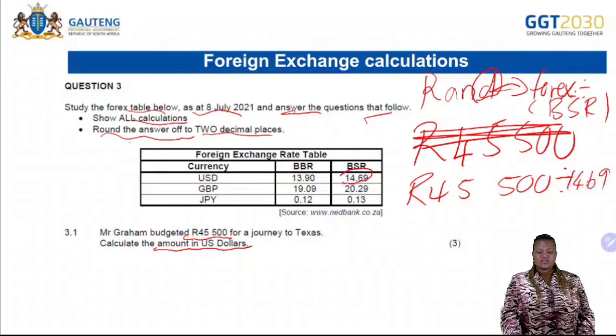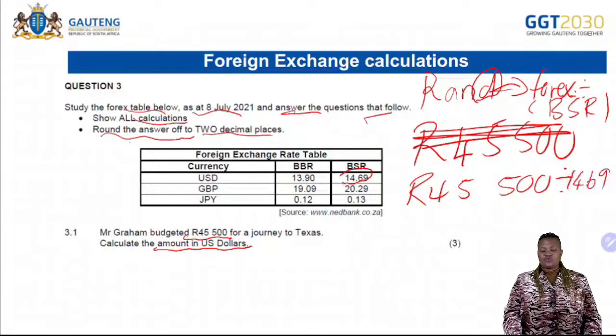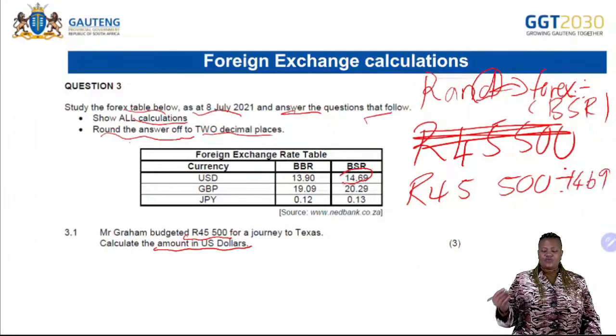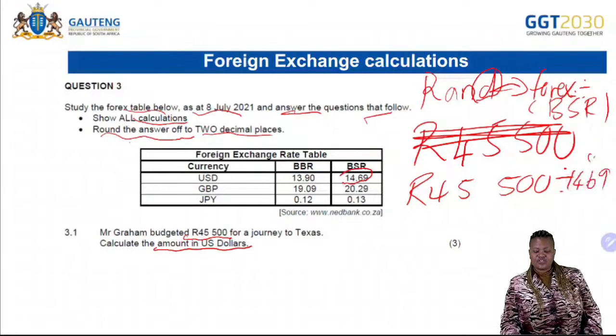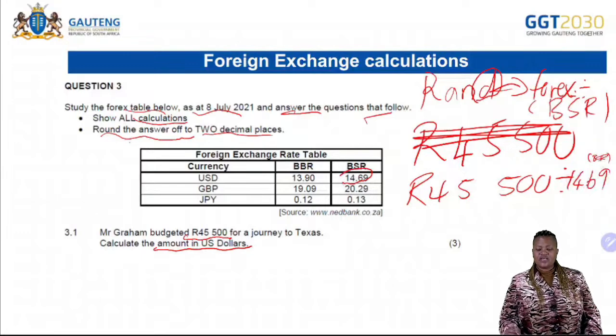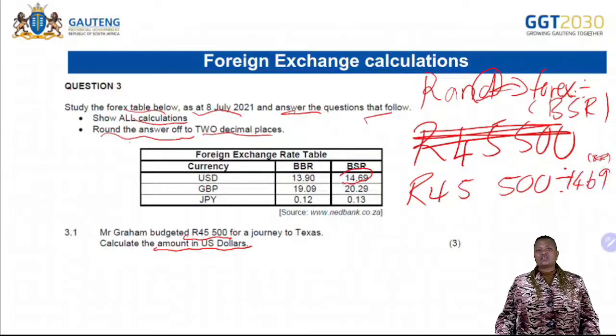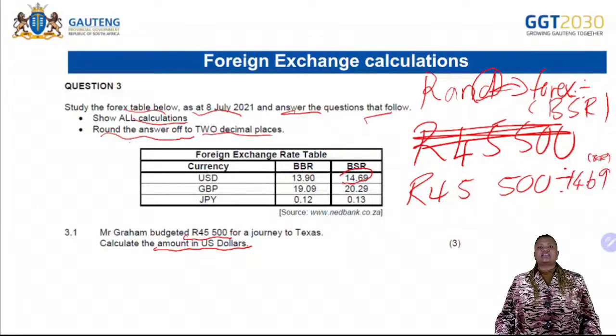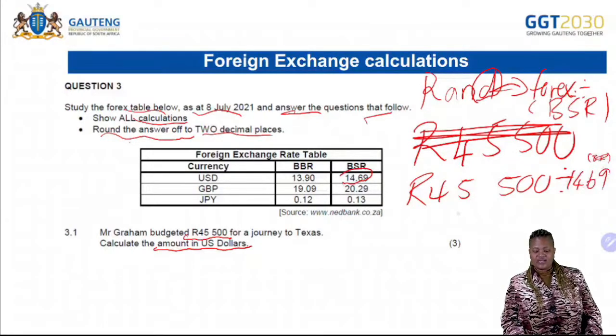And then I always say that it would be advantageous for you to indicate that you're using the BSR. Maybe after writing that 14,69 in brackets, you just put a BSR, so that even at least your teacher can know, oh, this learner did know that he needs to use the bank selling rates and has possibly identified correctly.